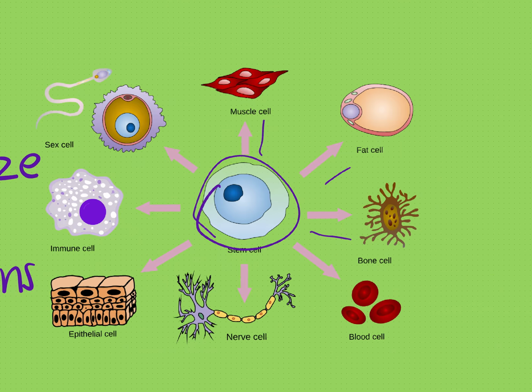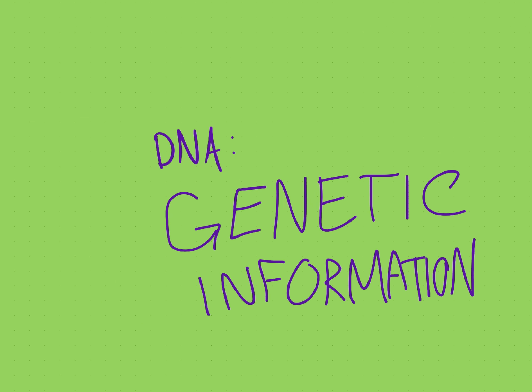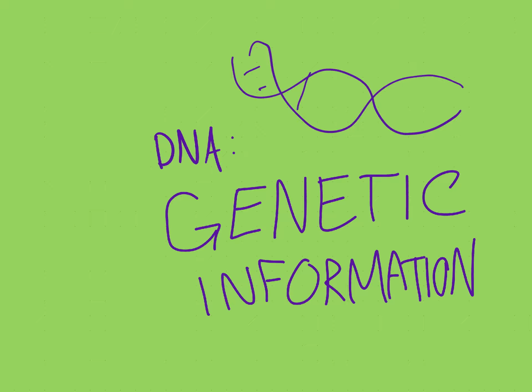Next word is DNA. What is DNA? DNA is genetic information, obviously. It is used to build proteins, and it determines your traits. It's a double helix structure, and it's found in the nucleus of your cells, stored in chromosomes.